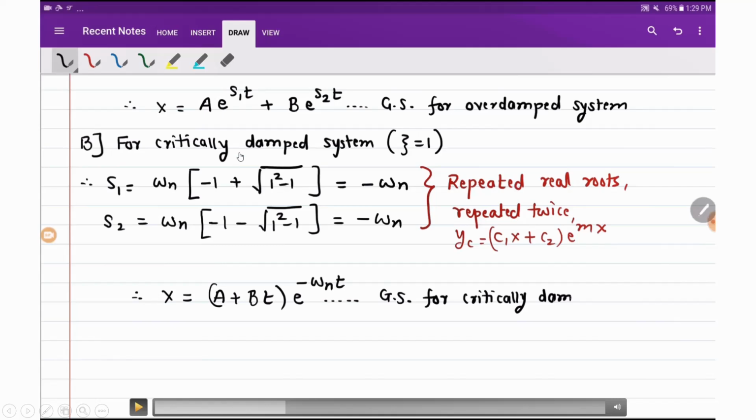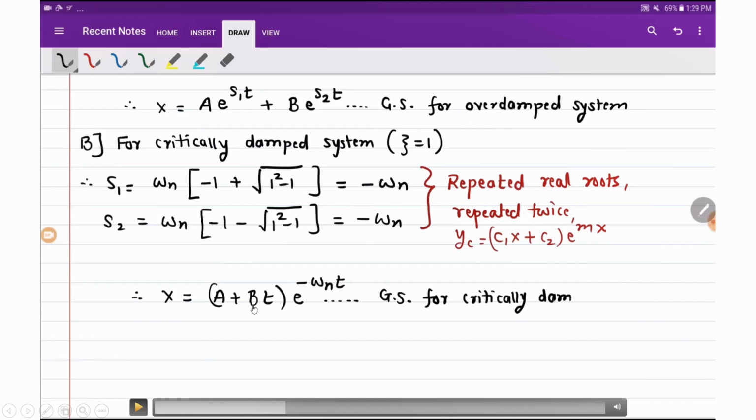Once again, try to understand. For critically damped system, substitute zeta equal to 1. The square root term will vanish, so it is only minus 1 multiplied by omega n, that is minus omega n. For repeated real roots, the complementary function is given by C1x plus C2 times e raised to mx. We have written C1x plus C2 in C2 plus C1x form. In place of C2 our constant is A, in place of C1 our constant is B, and in place of m we have minus omega n, because the repeated root we have obtained is minus omega n.